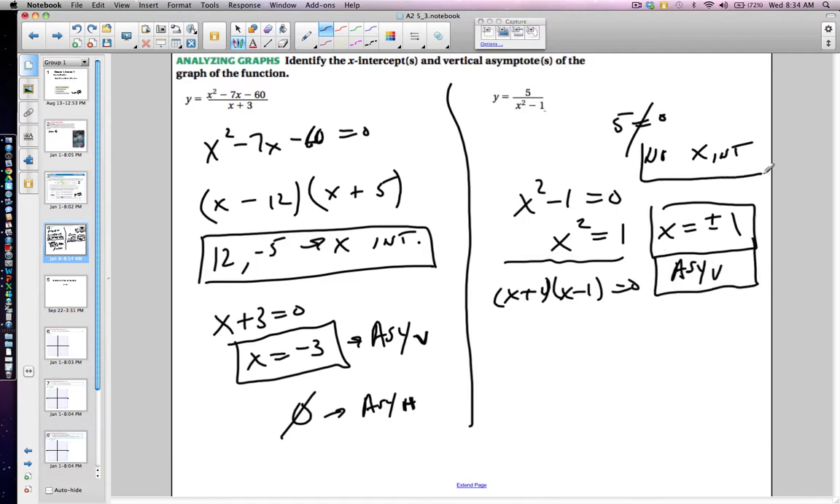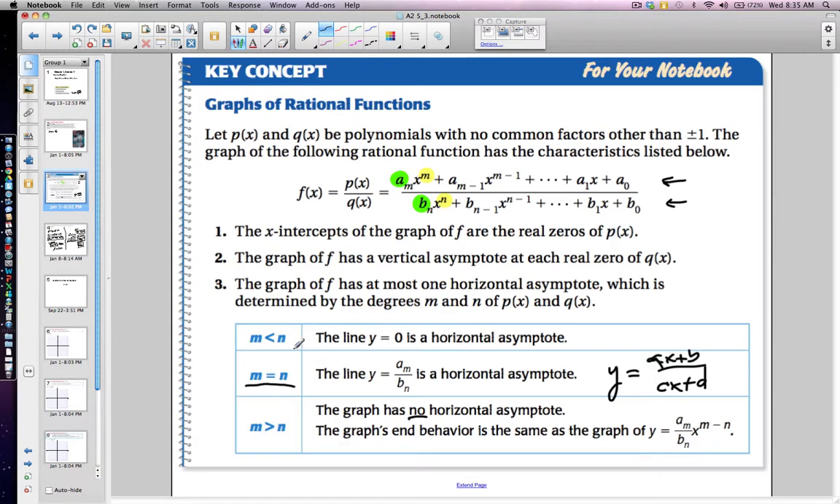Okay, no x-intercepts, vertical asymptotes at plus and minus 1. And then if I want to look for a horizontal asymptote, the numerator's degree is 0, the denominator's degree is 2. So I know that y is equal to 0 is my horizontal asymptote. Again, if you go back and look at this chart, the numerator's degree was less than the denominator, so y is equal to 0 is the asymptote.